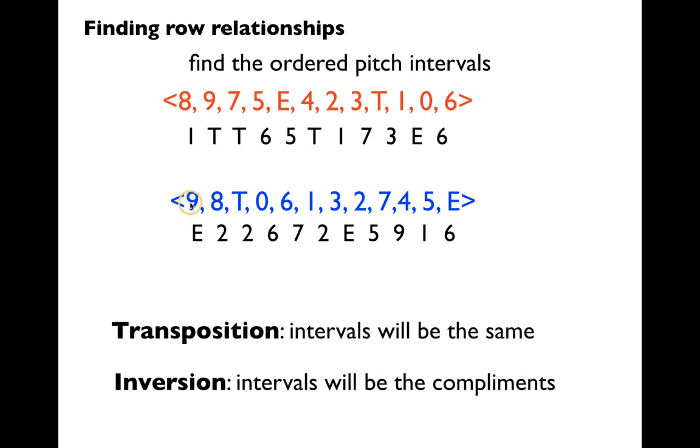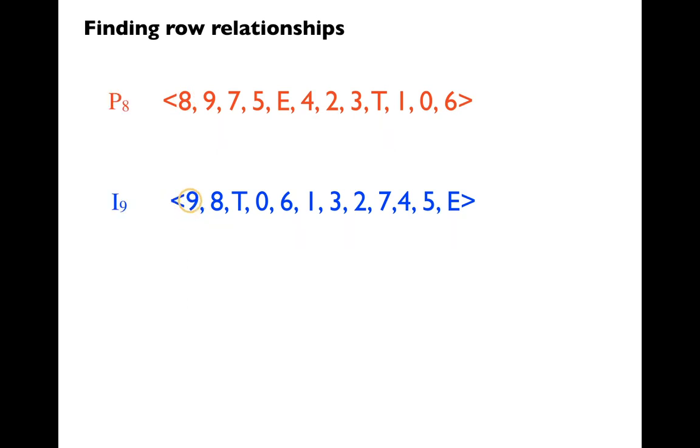If they are in a transposition, the intervals will be the same. So obviously this is not a transposition from one to the next. However, in an inversion, the intervals will be complements of each other, mod 12. So in this case, a half step and a major seventh, those two are complements. These all add up to 12. Therefore, these two are inversions of each other. So this one as prime is P8, and this one, because it's an inversion of P8, is labeled I9. And we label it as such.